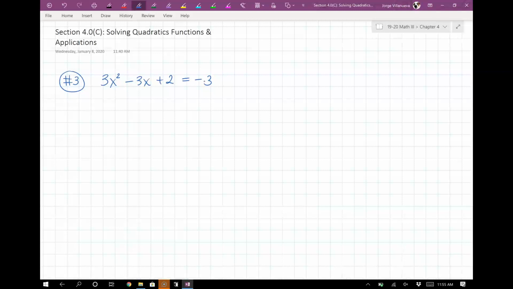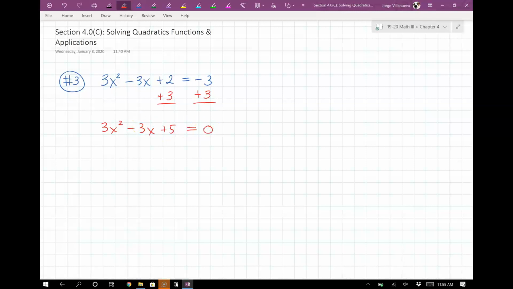So let's see. Remember, in order to solve quadratic functions, you need to set them equal to 0. So what I'm going to do right now is add 3 to both sides. Okay? So adding 3 to both sides gives me the following: 3x squared minus 3x plus 5 equals 0.